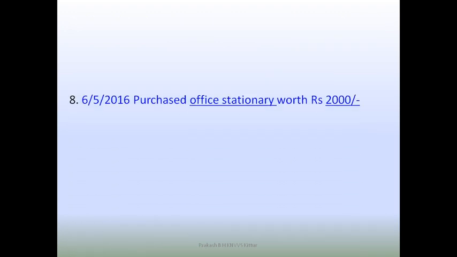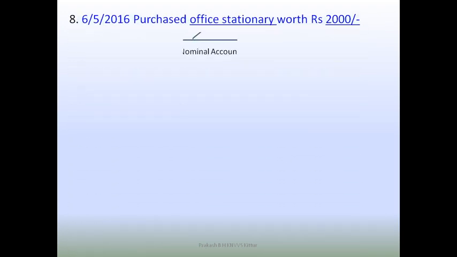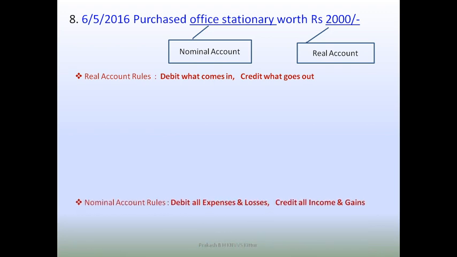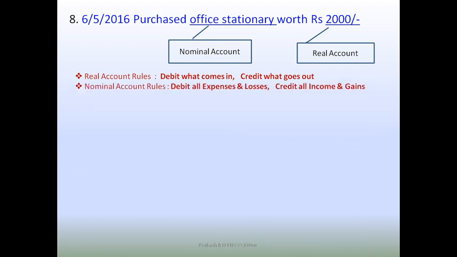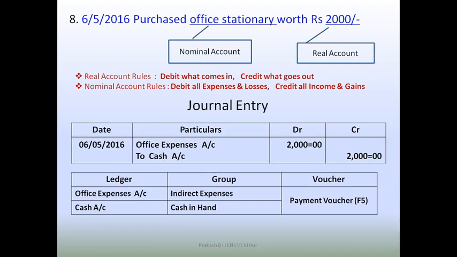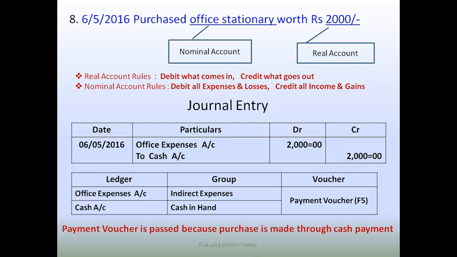Now the eighth transaction, on 6/5/2016: purchased office stationery worth Rs 2,000. Office stationery is an expense for the company. It is not an asset. Therefore office stationery is the nominal account, and the Rs 2,000 cash we have paid is the real account.